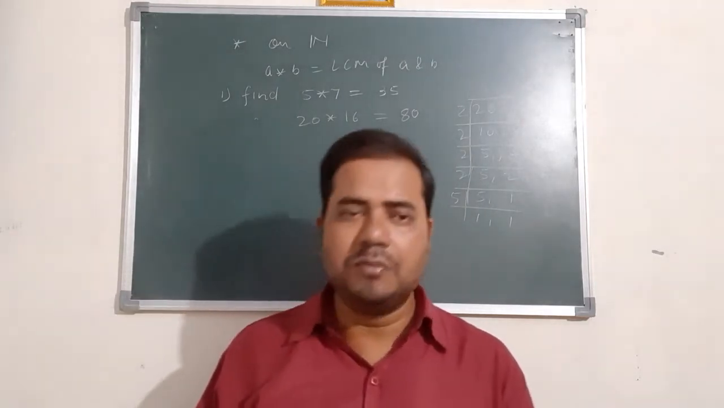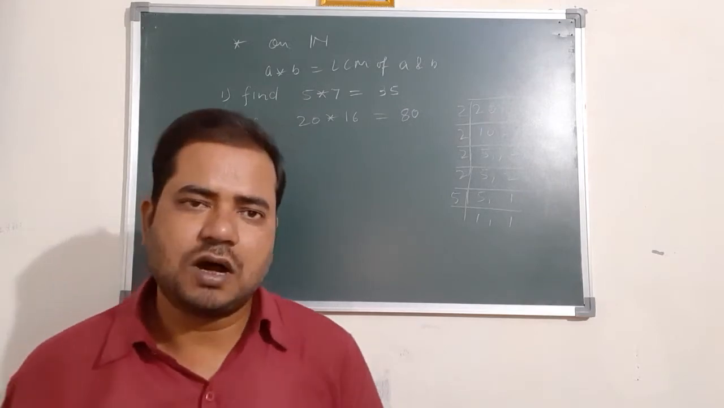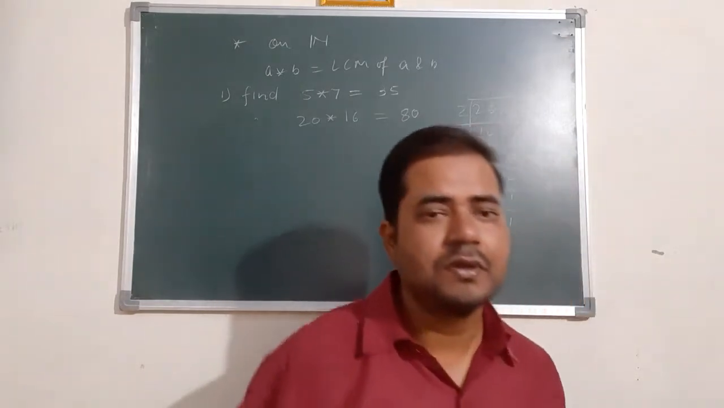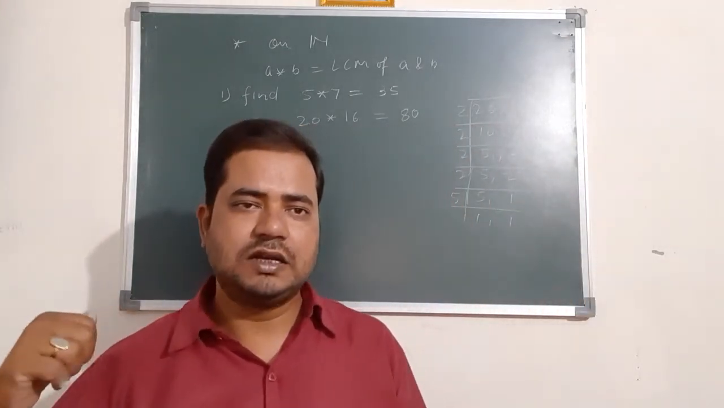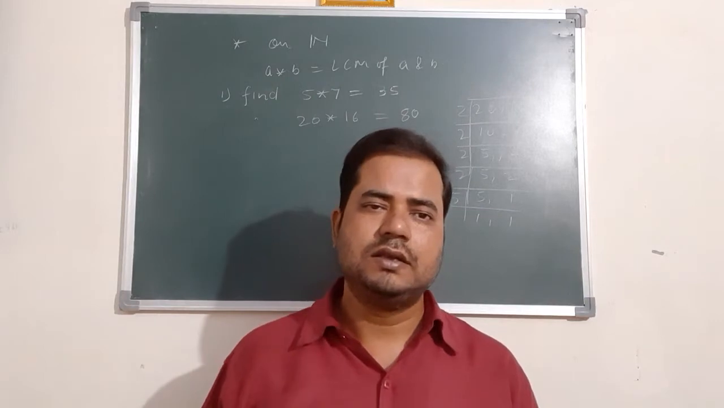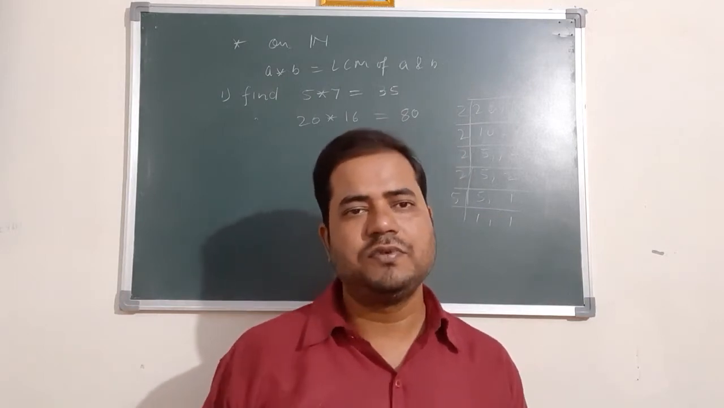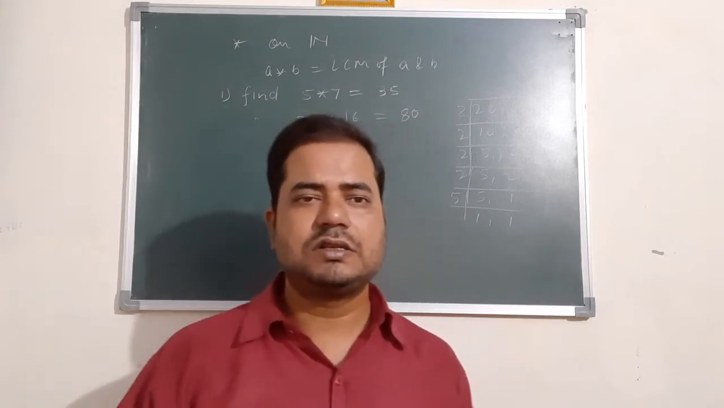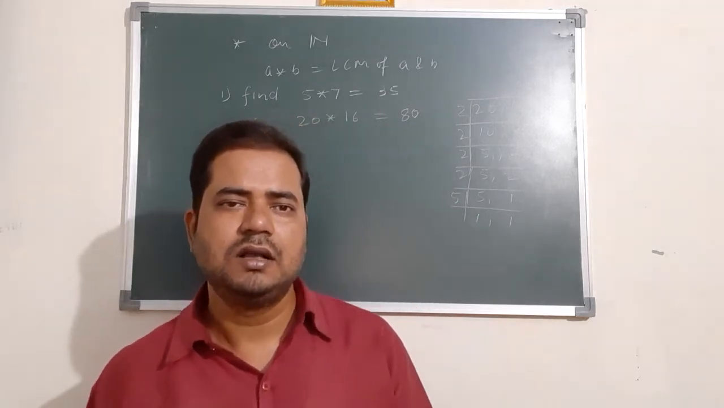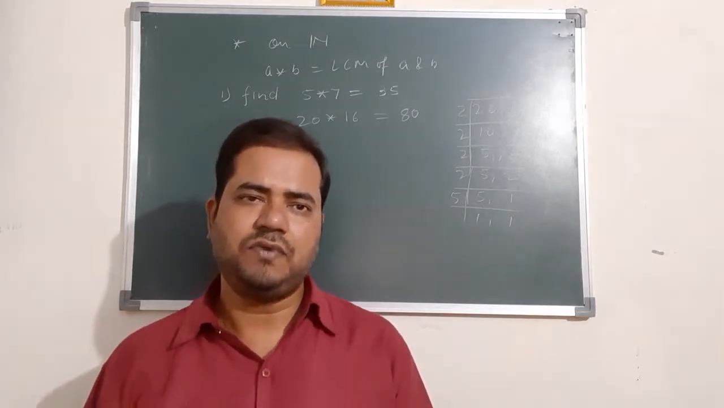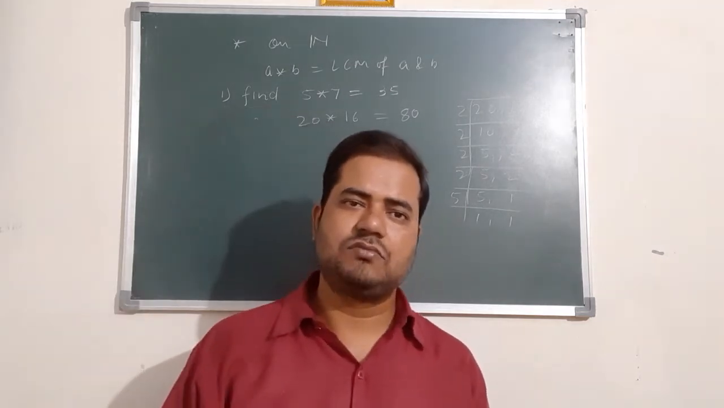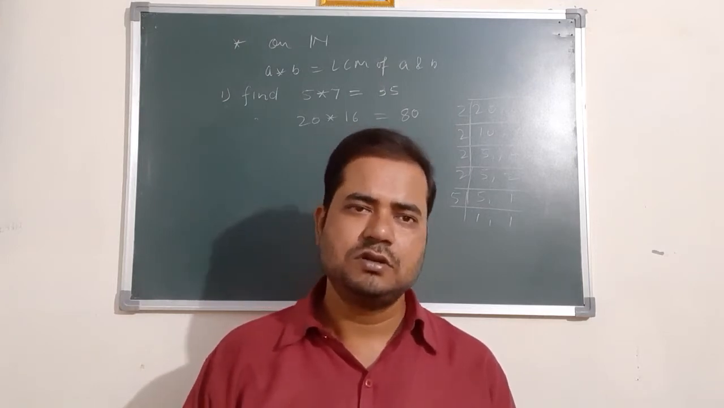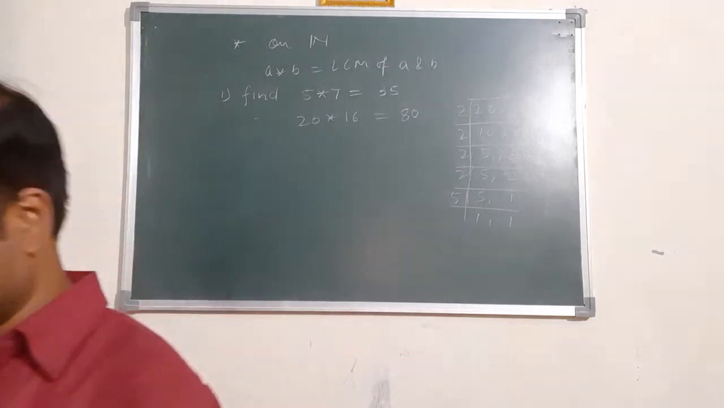Now if the star is commutative, what is your answer? If the star is commutative, that means whatever is defined, A star B, is commutative. Of course, the LCM of 5 and 7 is the same as the LCM of 7 and 5. Similarly, the LCM of 20 and 16 is also the same. Okay, so note it down.